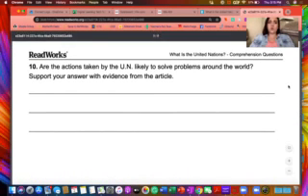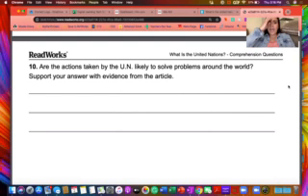All right, last question, number 10. Are the actions taken by the UN likely to solve problems around the world? Support your answer with evidence from the article. Again, that question is, are the actions taken by the UN likely to solve problems around the world? Support your answer with evidence from the article. And using evidence means to find something in the article that you can use in your answer to make sure that it's the correct answer.